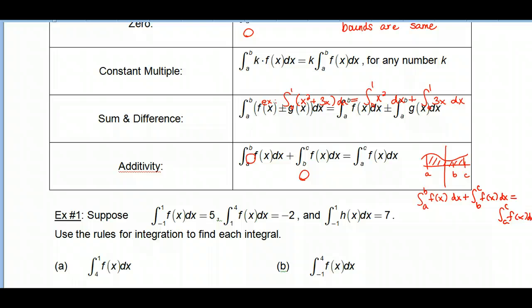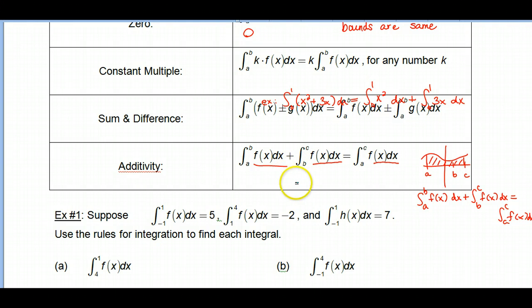Oh, I see. It's like the f of x would be the same. I'm sorry, I get it now. Wait, what if there's two different functions? What if that was a different one? They have to be the same. It has to be the same. So it can't be something different.